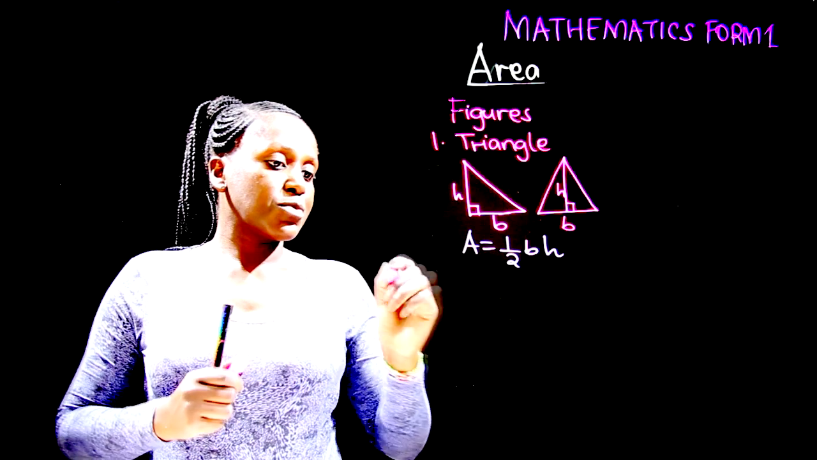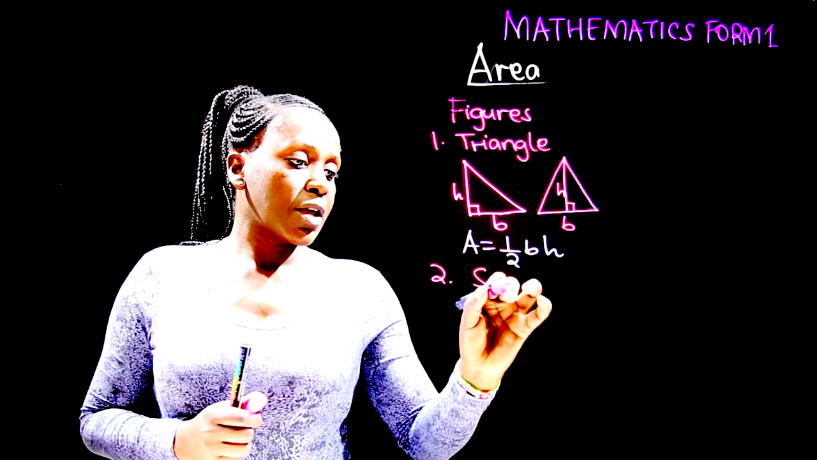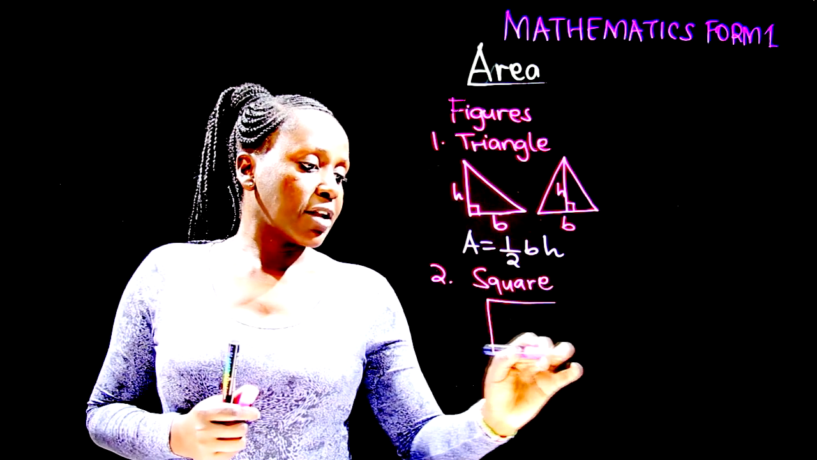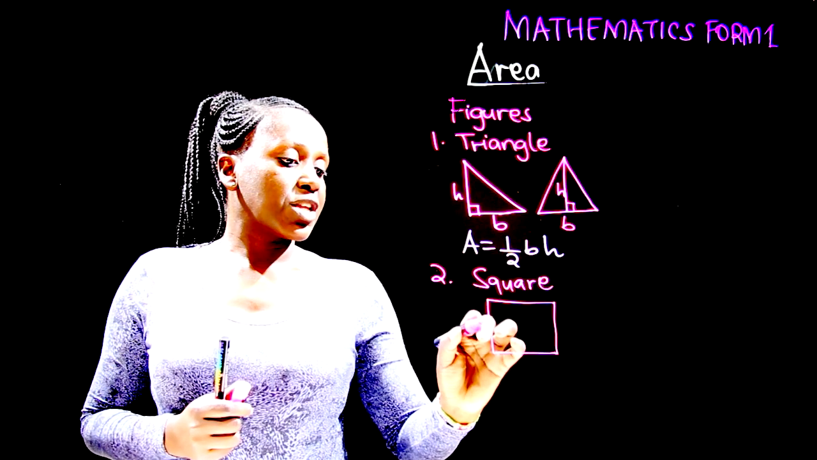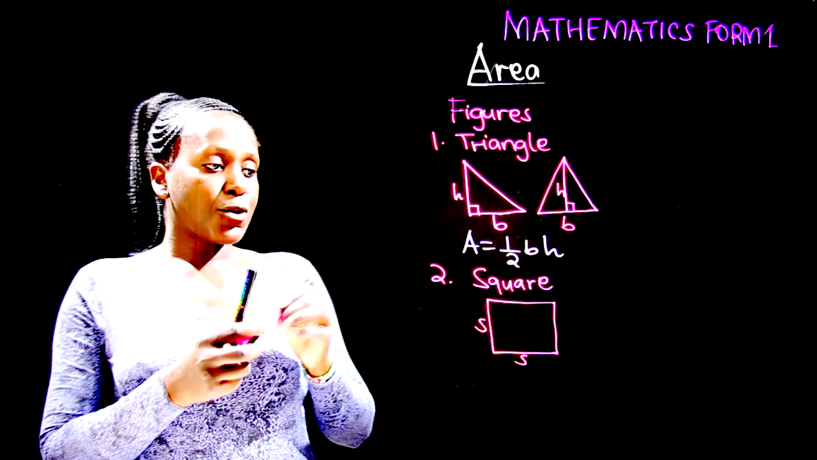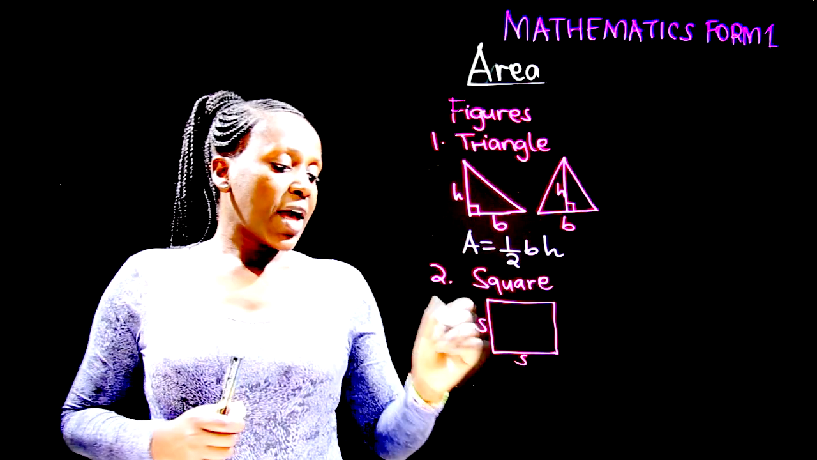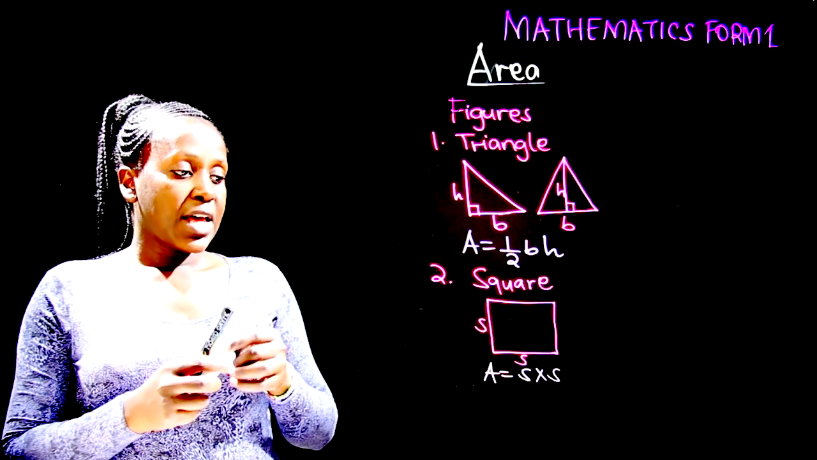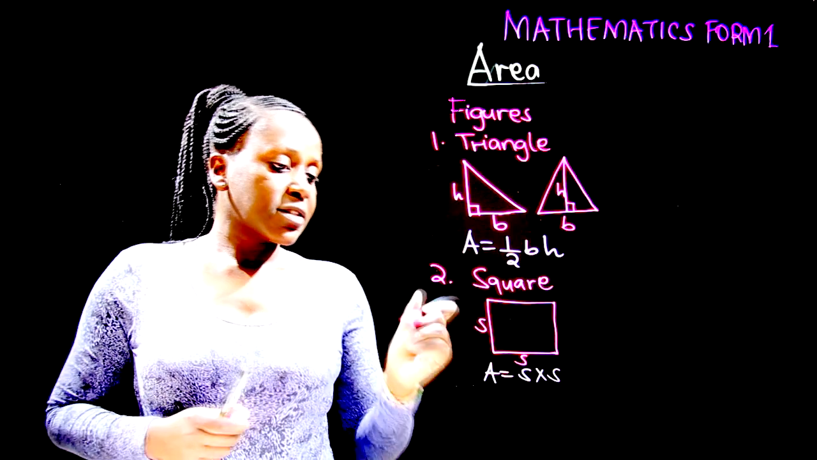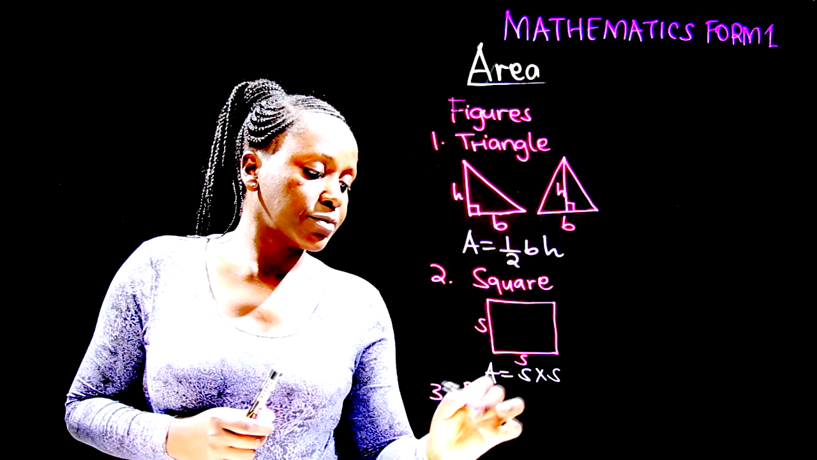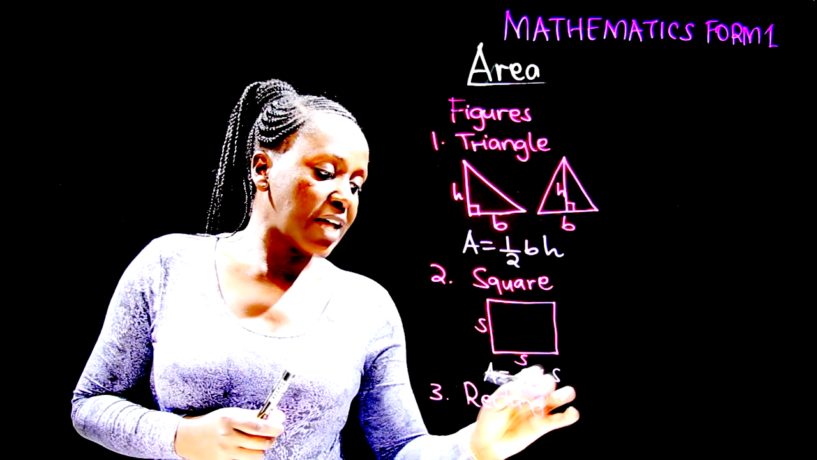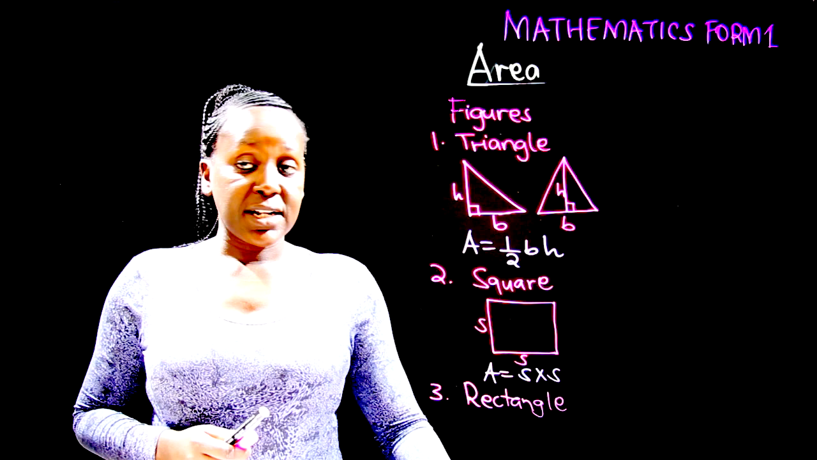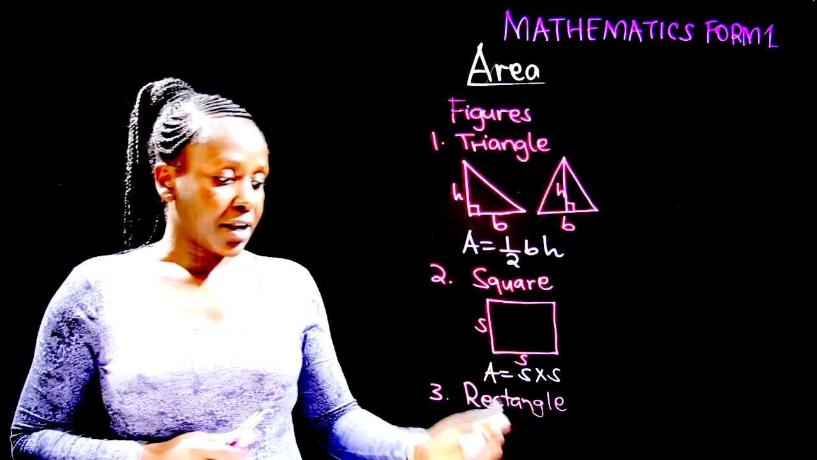Next, we are going to move on to a square. A square has four sides, and all the sides are equal. So this is side and this is side. How do we determine the area of a square? For a square, the area is equal to side times side. Next, we have a rectangle. What is the difference between a square and a rectangle? For a rectangle, all the sides are not equal, but the opposite sides are equal.